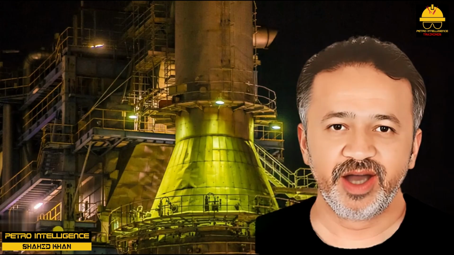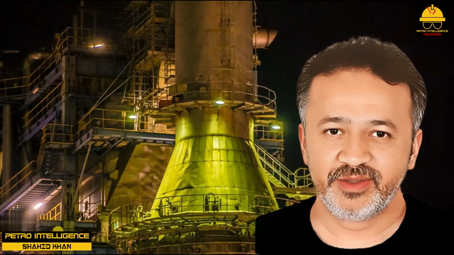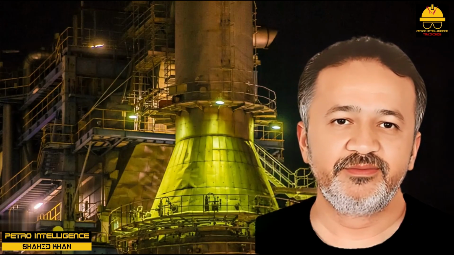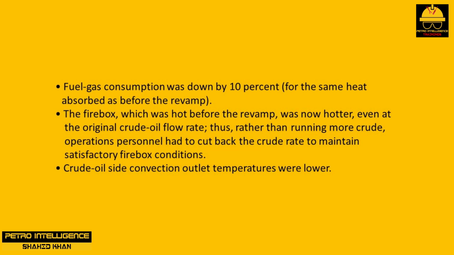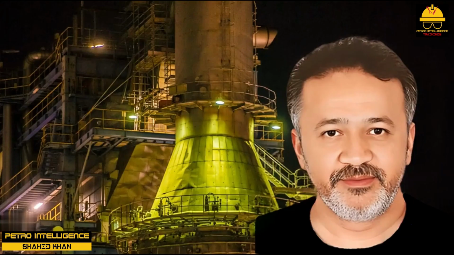When the heater with its new air preheater came back online, the following changes were noted. Fuel gas consumption was down by 10%, for the same heat absorbed as before the revamp. The firebox, which was hot before the revamp, was now hotter, even at the original crude oil flow rate. Thus, rather than running more crude, operations personnel had to cut back the crude rate to maintain satisfactory firebox conditions. Crude oil side convection outlet temperatures were lower.